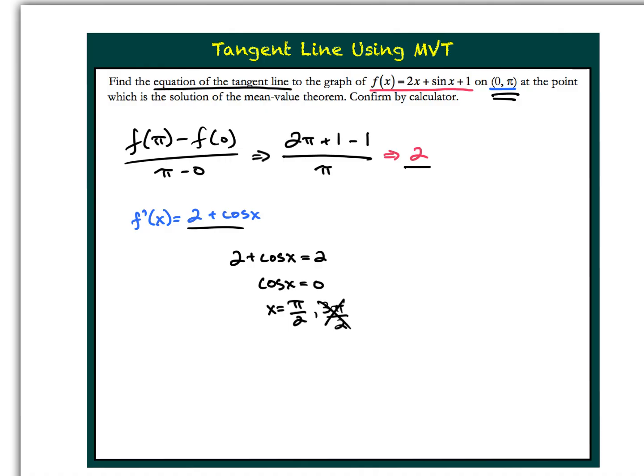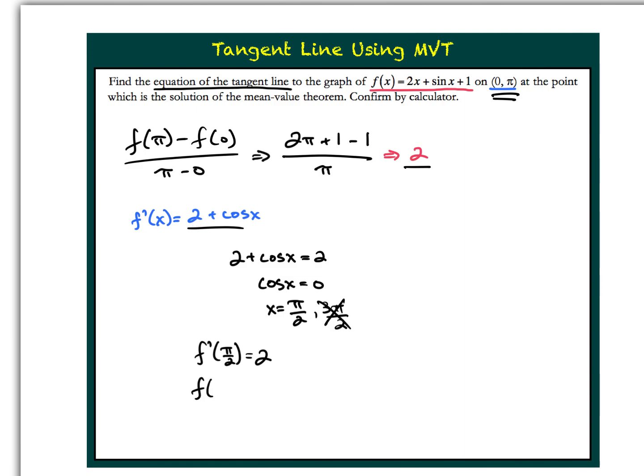And so now I need a point and a slope. Do I have either one? I kind of have my slope. What's f prime of pi over 2? 2. Okay, we already found it because we set them equal. All right, so f prime of pi over 2 is 2. If you wanted to, you could substitute it right here, and guess what you get again? You get 2. However, we need to find our point.